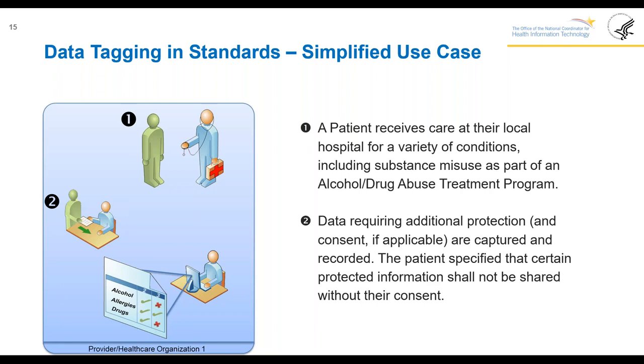And these are just examples. And then there are two columns. Column two is for organization two, and column three represents organization three. So in this case, the patient has said that they're okay with their information flowing freely to organization two, but they would prefer the alcohol and drug information not go to organization number three, but the allergy information could. Again, just a notional use case. Next slide, please.